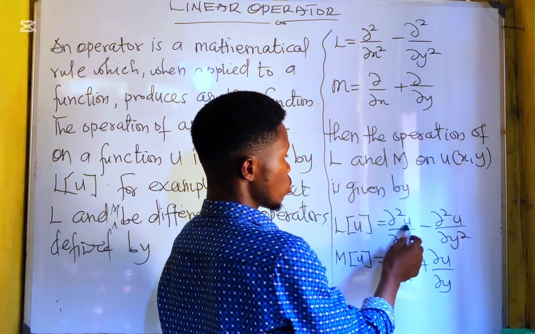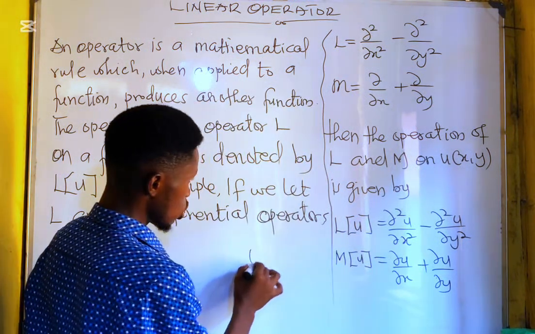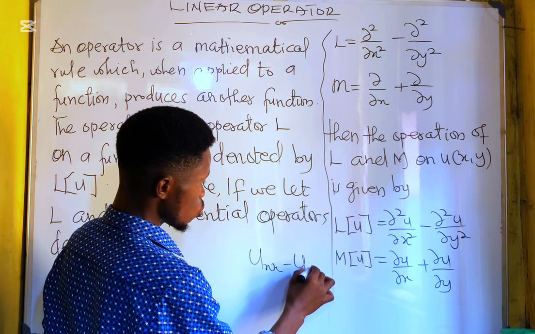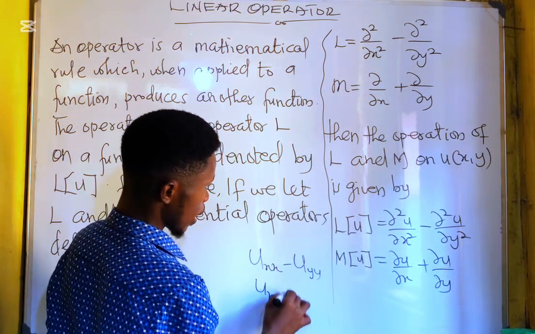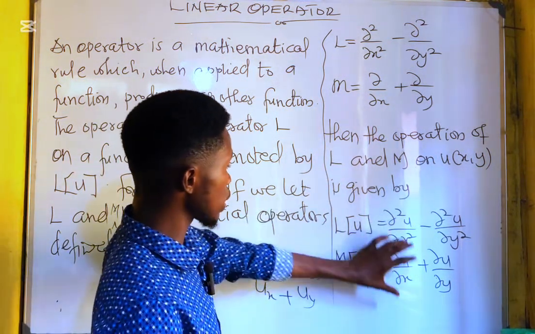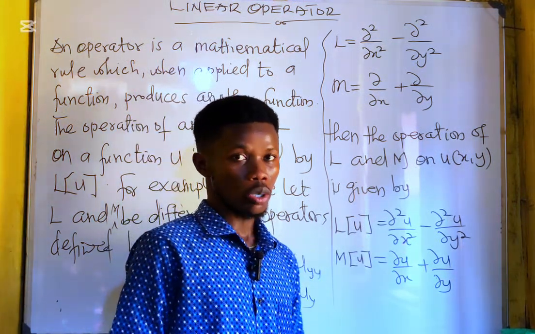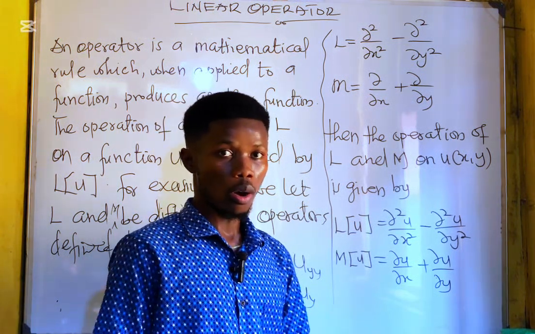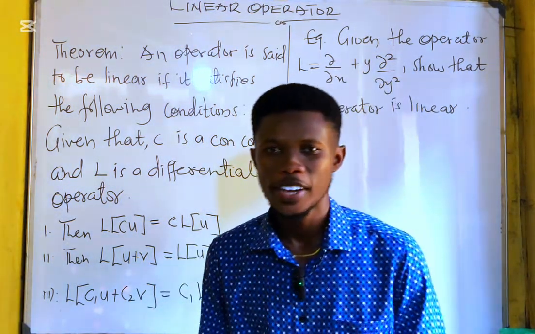You know how to write this one. You can write delta square U over delta x square as U_XX minus U_YY. And this one you can also write as U_X plus U_Y. This is the same as that. So this is the operator and this is how it is defined. In the question they will give you the definition, then you use it. You are going to see how we operate some of the functions that will be given to us.